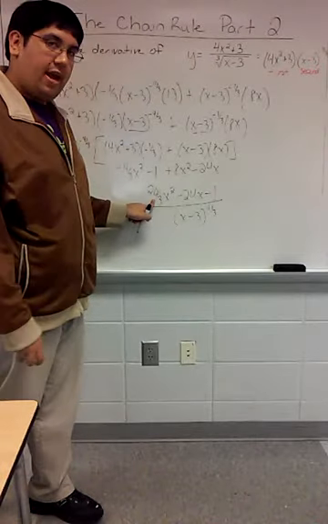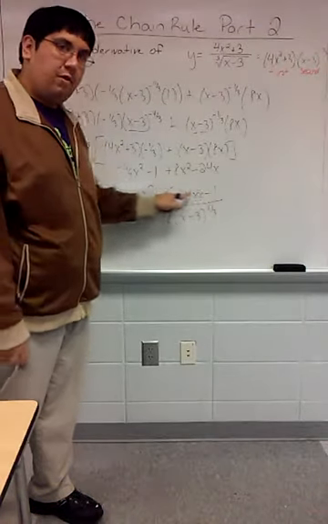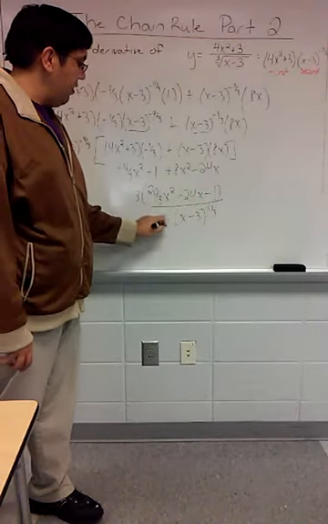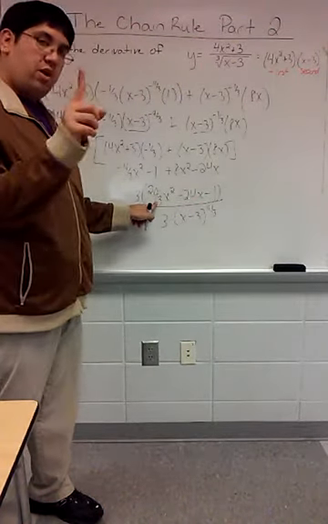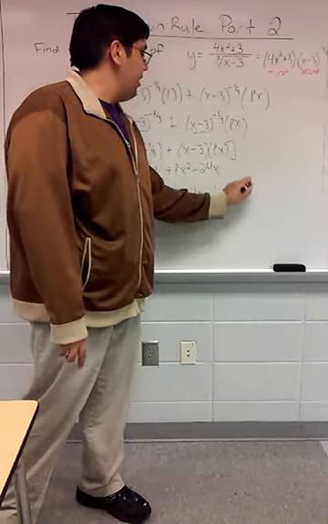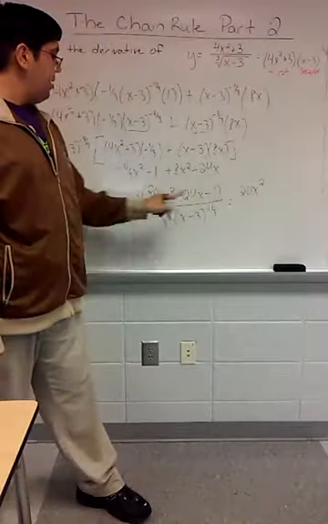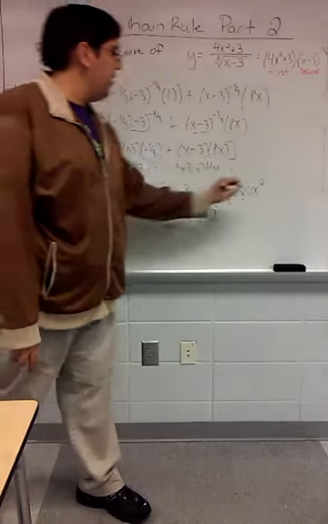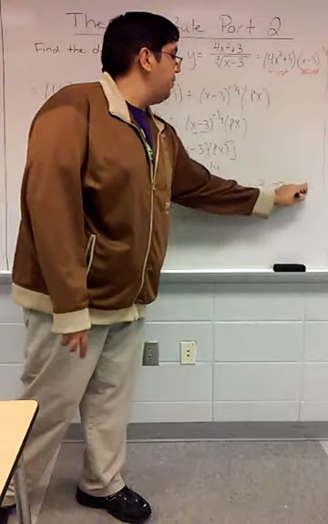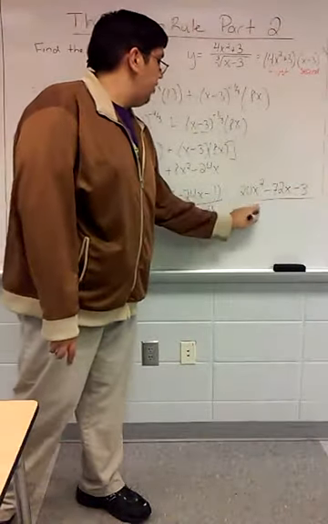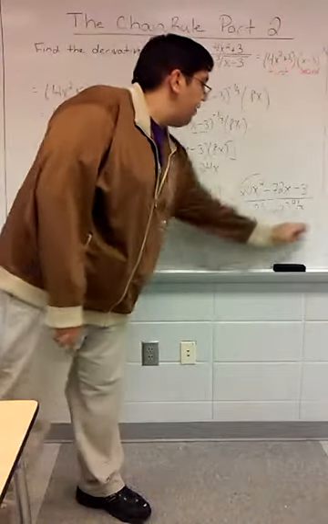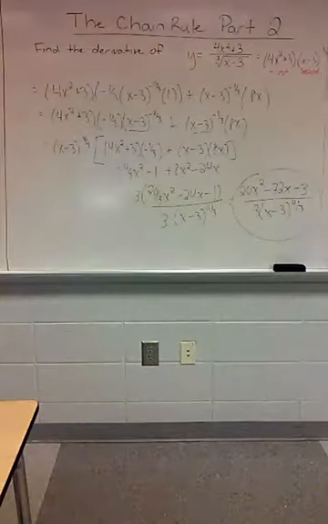However, I don't like this fraction, so I'm going to multiply by the least common multiple, which would be 3. So multiply by 3 in the top and the bottom. 3 goes into 3 one time. So 1 times 20, that would just be 20x squared. 3 times negative 24, that would be negative 72x. And then 3 times negative 1 would be negative 3, all over 3 times x minus 3 to the 4/3. And that would be the derivative of the original function.